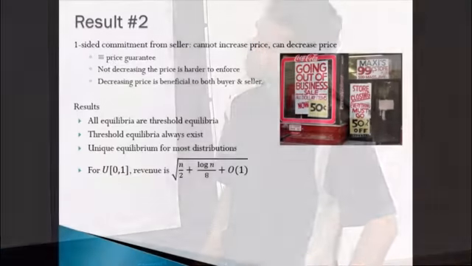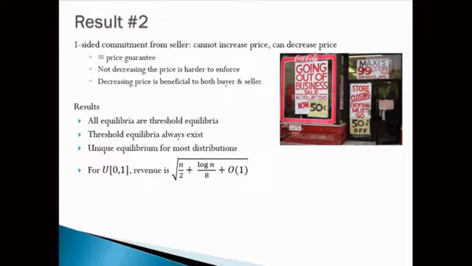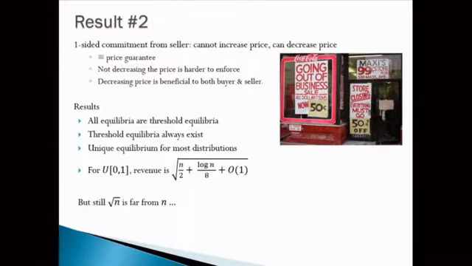Okay, so that's the summary for 2 rounds. Basically, the point is that a threshold equilibrium is at least guaranteed to exist. We have revived back the natural equilibrium, and it's also kind of unique for most distributions. And you can compute it for any distribution, but analytically we do it for uniform 0 1. But as Mohit pointed out, this is still far from n. Square root of n is still much smaller.